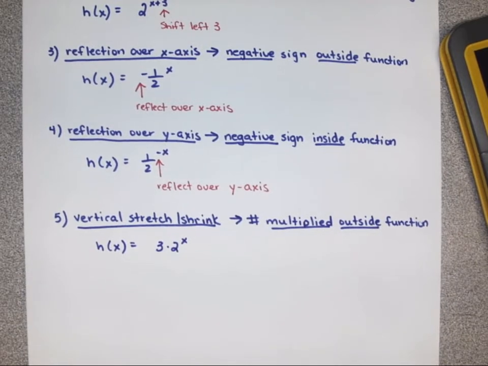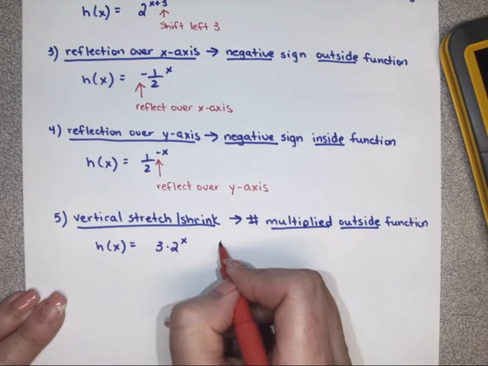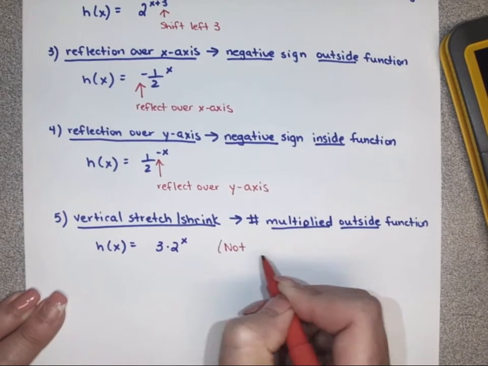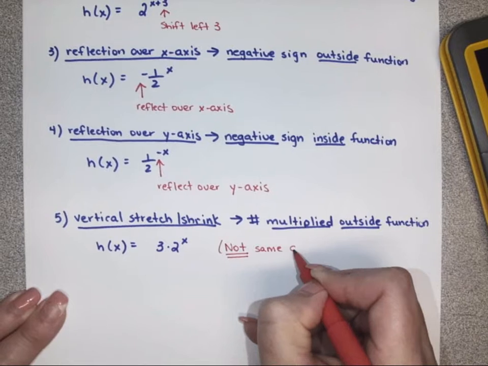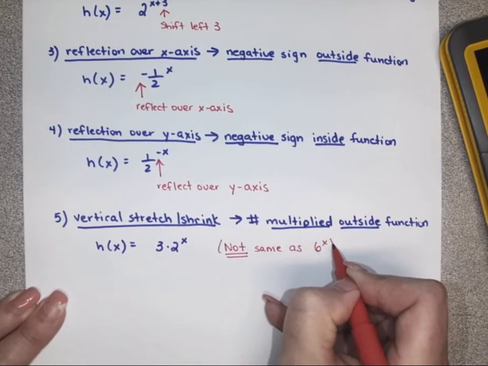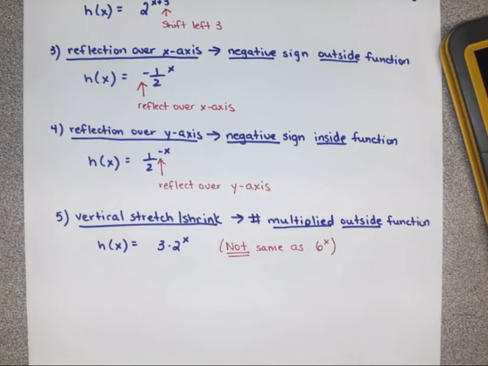Just to make sure that we're clear, if you're tempted, this is not the same as 6 to the x. You're not allowed to do that because the order of operations says you're supposed to handle exponents before you multiply. So that 2 to the x power should not be combined with that 3. You would literally leave it as 3 times 2 to the x. So if you're tempted to simplify in that way, you're not allowed to do that.